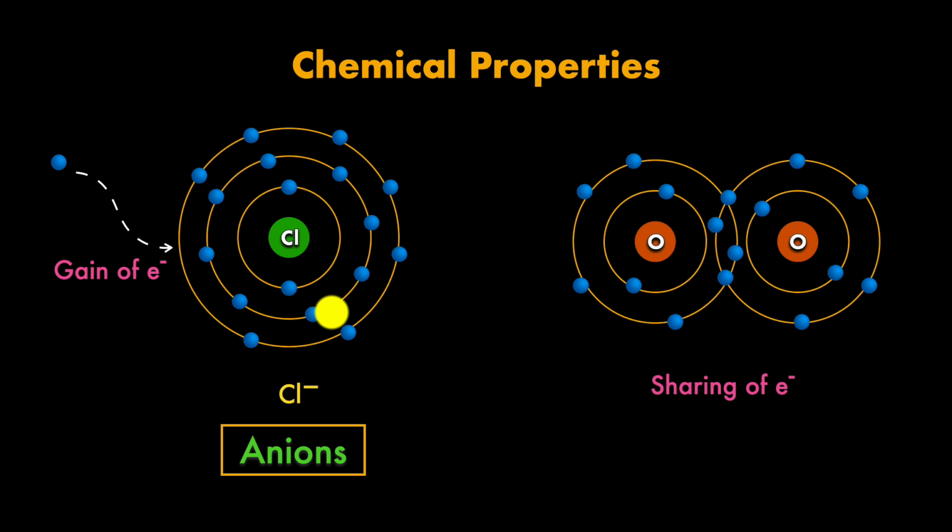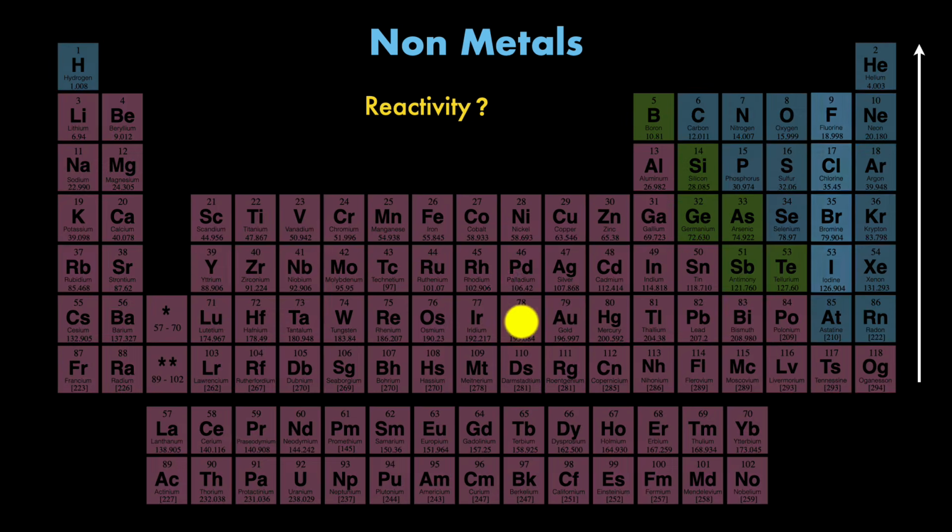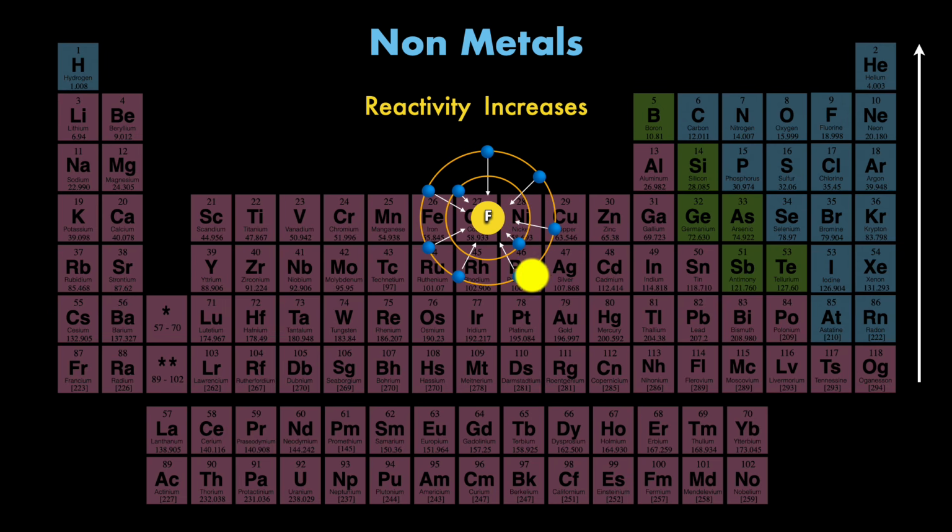For example, in many nonmetal groups, what do you expect to happen to reactivity as you go up? Well, remember, as you go up, atoms tend to get smaller, and smaller atoms have electrons closer to the nucleus and can pull the electrons in more strongly. So the reactivity increases because remember, nonmetals want to gain electrons.